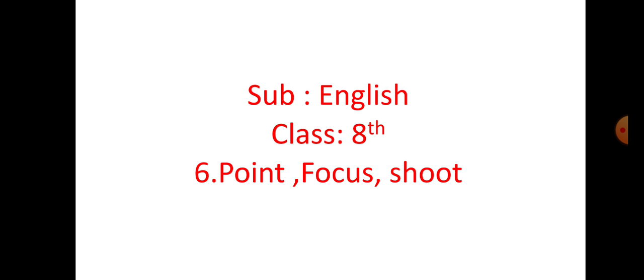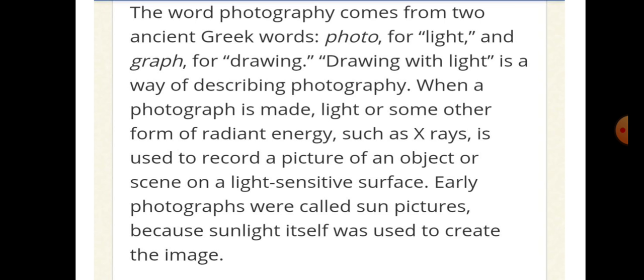I am going to explain some information about photography. So students, let's get started. The word photography comes from two ancient Greek words, photo for light and graph for drawing. Drawing with light is a way of describing photography. When a photograph is made, light or some other form of radiant energy, such as X-rays, is used to record a picture of an object or scene on a light-sensitive surface. Early photographs were called sun pictures because sunlight itself was used to create the image.